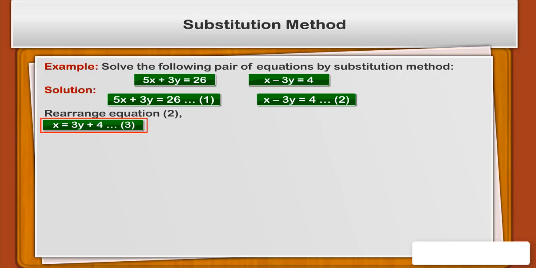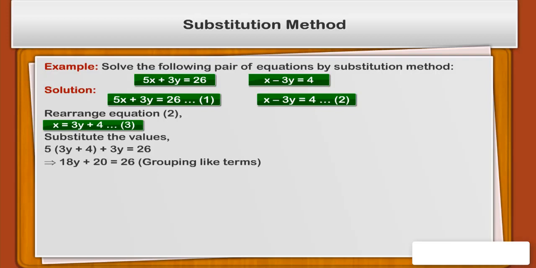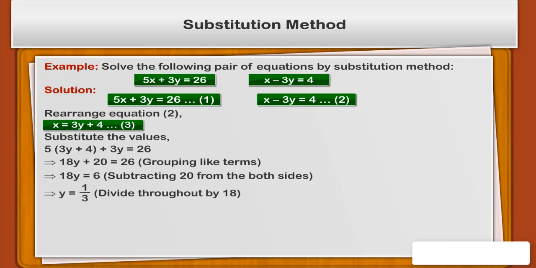And this is equation 3. Substitute the value of x from equation 3 in equation 1. We get 5 into 3y plus 4 plus 3y is equal to 26. Grouping the like terms, we get 18y plus 20 is equal to 26. Subtracting 20 from both sides, we get 18y is equal to 6. Divide throughout by 18, we get y is equal to 1 upon 3.